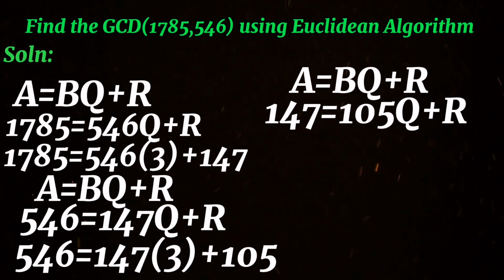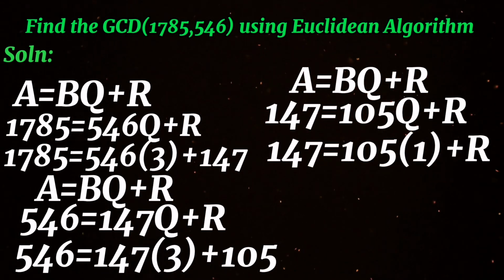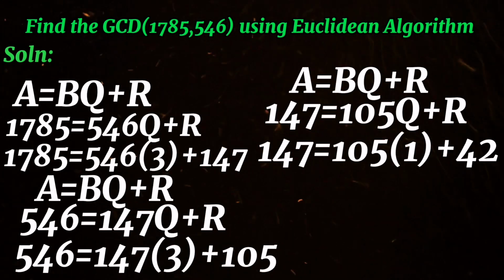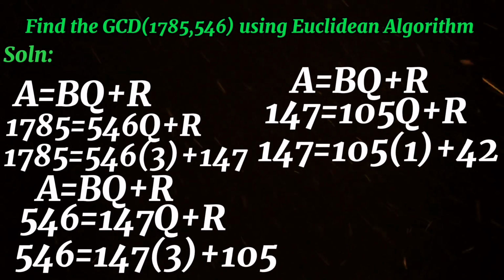Now we're going to ask ourselves, how many 105 can we find in 147? Obviously, we can only find one 105 in 147. Therefore, our quotient is equal to 1. But when we find 105 once in 147, what is the remainder going to be? The remainder is going to be equal to 42. Therefore, our remainder is equal to 42, whilst our quotient is equal to 1.